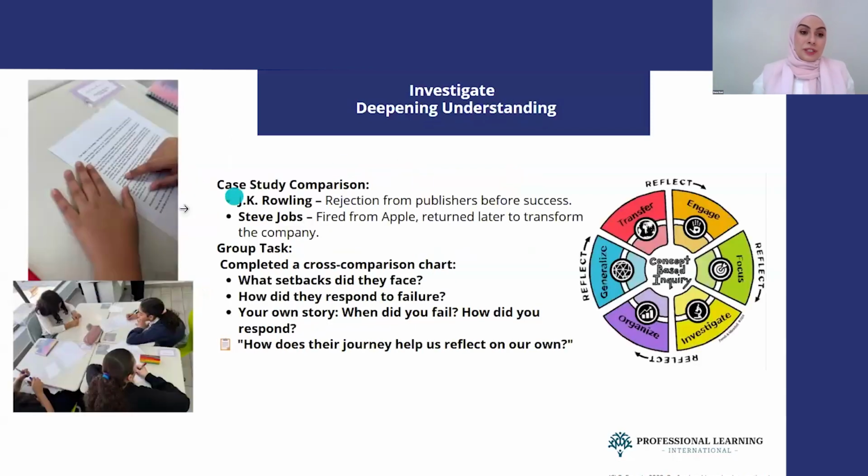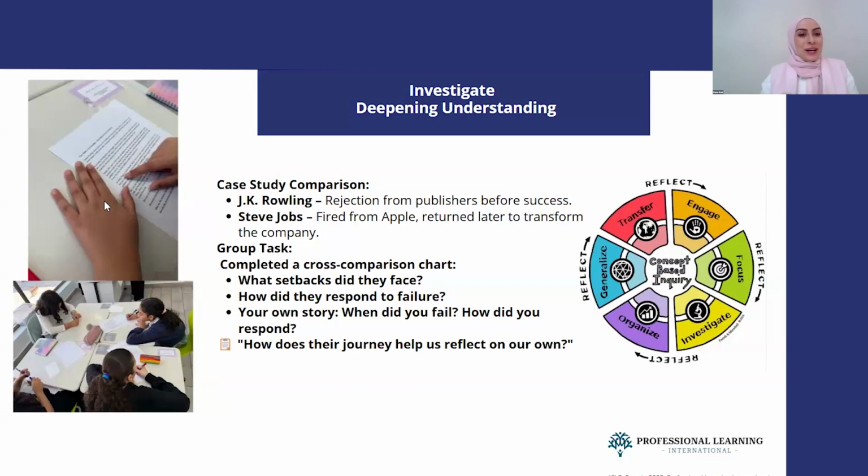And this is the most interesting part. And this here in the investigate, now they're ready. Now they're interested. Now we sparked that curiosity. Remember the question, to learn or not to learn? They were all deciding to learn at this point. They were excited to know more. What are we going to talk about? And here we had a cross-comparison chart.